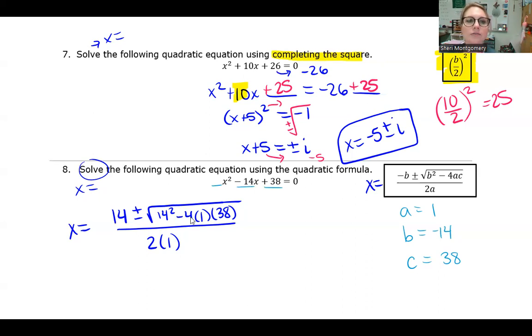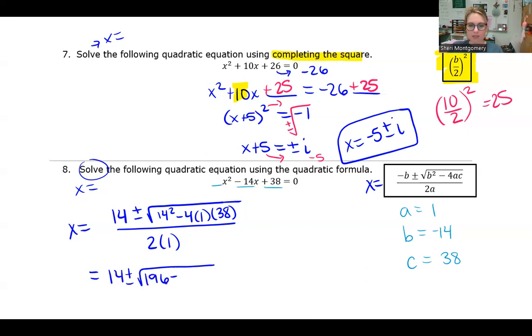And then minus 4 times 1 times 38. So 4 times A times C, all over 2 times A. So 2 times 1. Those of you that are going to get the right answer on these are the ones of you that take your time and write everything out. Don't try and do it all in 7 steps. You've got these little simple function calculators. It's too much. So 14 plus or minus square root of, what's 14 times 14?